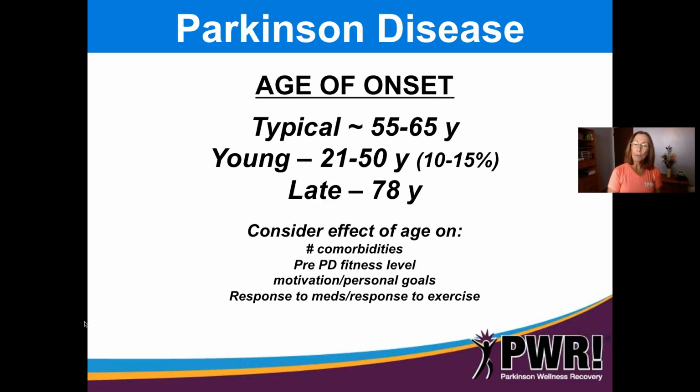The age of onset typically is between 55 and 65 years. There is a younger group. You can see the percentages are 10 to 15% that are diagnosed between 21 and 50 years old. And there is a later onset Parkinson's. In each of these age groups, of course, they're going to have different levels of fitness, different interest in fitness, different numbers and types of comorbidities. Their motivation and personal goals would be different. They will even respond to medication or exercise differently. And in fact, everything we know about medication and exercise, all of that research is done in this group of typical 55 to 65-year-olds. So there are very few large studies on both exercise and medications for these other groups.